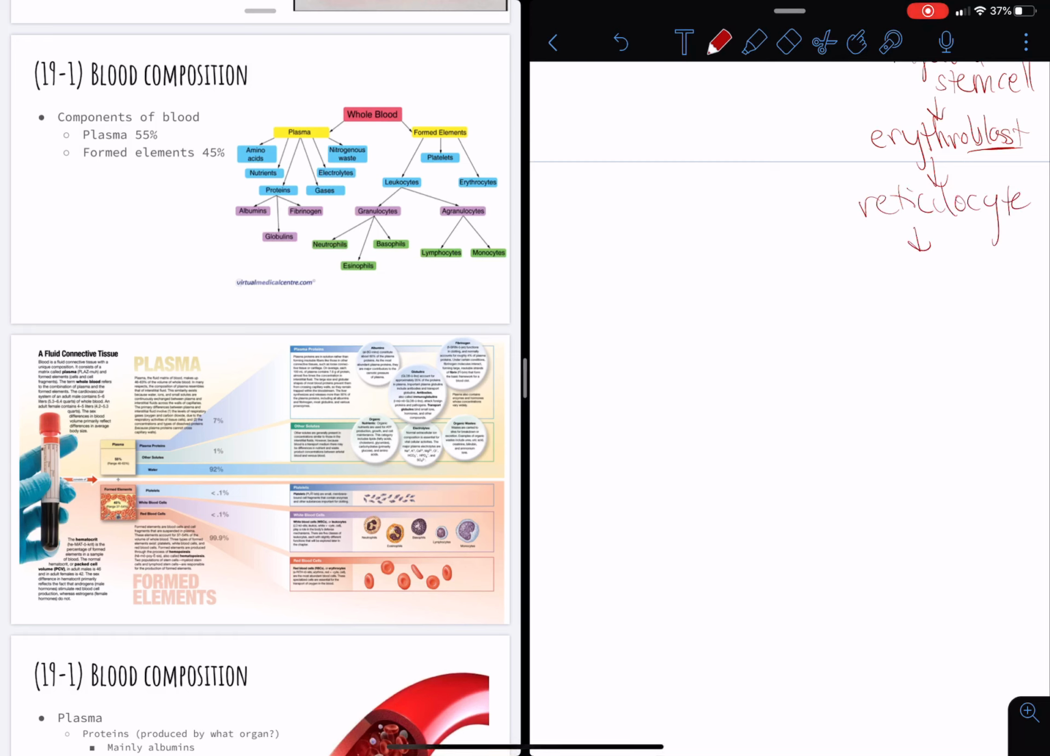And then finally it'll turn into an erythrocyte, which is our red blood cell. Erythrocyte is equivalent to a red blood cell, so those are both interchangeable. Make sure you're familiar with both of the terms.